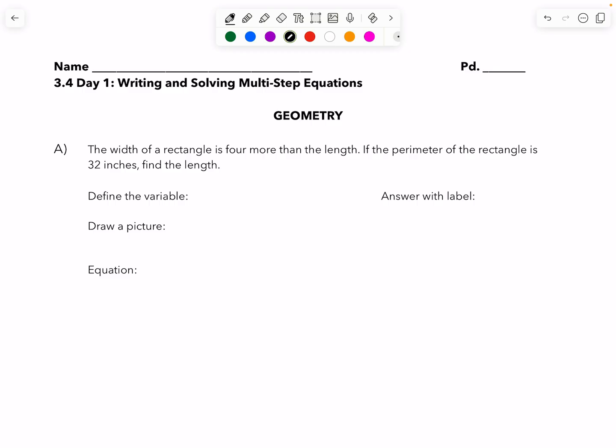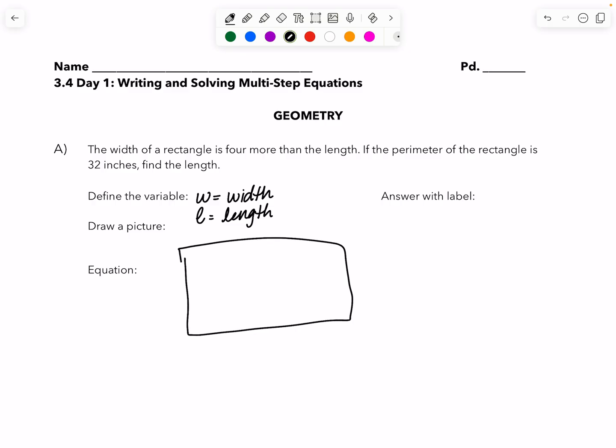So what we're going to do, define our variable. W equals width, L equals length. Okay, so let's go ahead and draw ourselves a picture. Go ahead and draw a rectangle.